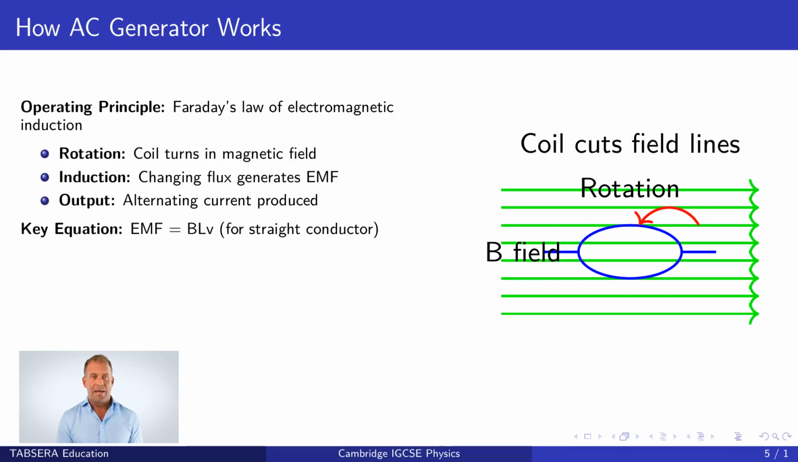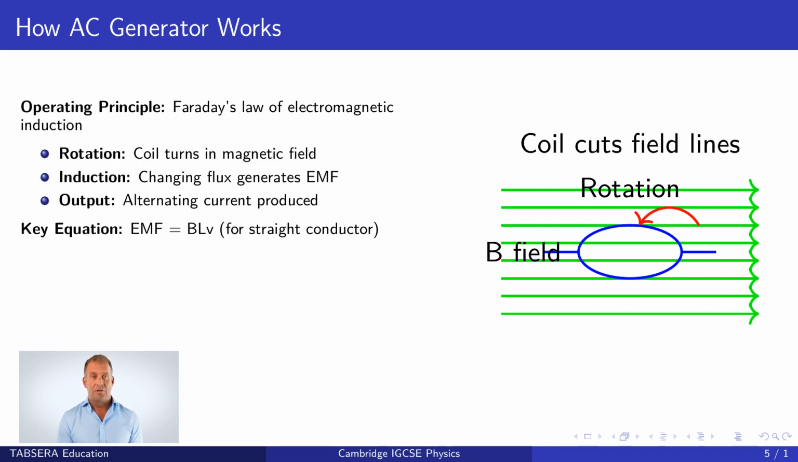Now we examine how the AC generator works. The operating principle is Faraday's law of electromagnetic induction. This states that changing magnetic flux through a coil generates an electromotive force. The process works as follows. First, rotation occurs when the coil turns in the magnetic field, either by mechanical force or motor. Second, induction happens as the rotating coil cuts through magnetic field lines, changing the magnetic flux. Third, output is produced as alternating current flows in the external circuit.